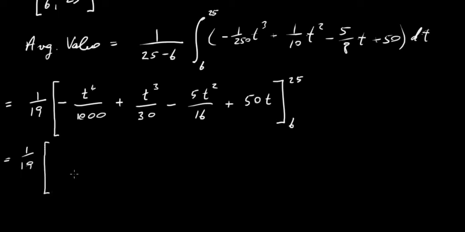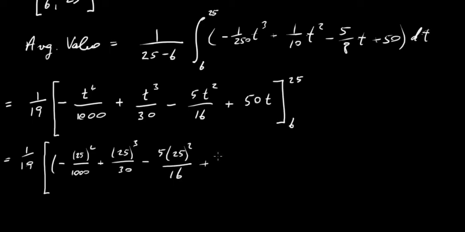Okay, so let's do that. So we've got to put in, first of all, 25. So it's going to be 25 to the power of 4 over 1,000. Here we're going to have 25 to the power of 3 over 30. Here we're going to have 5 times 25 squared over 16. Here we're going to have 50 times 25. Okay, so that's the first bit done.